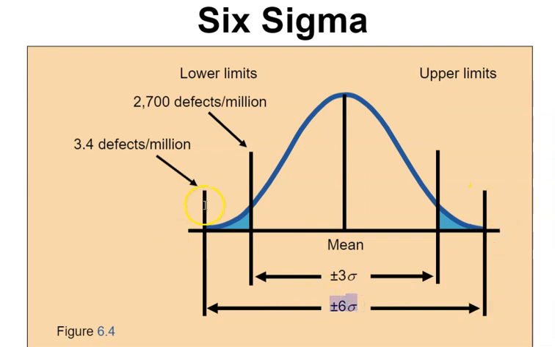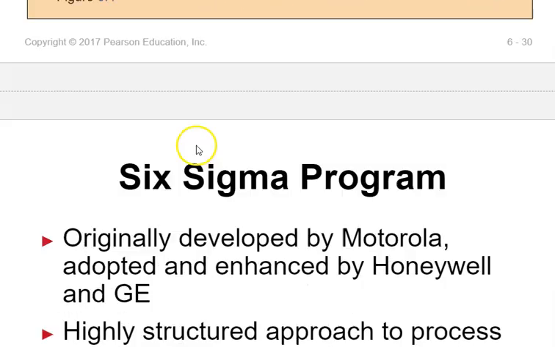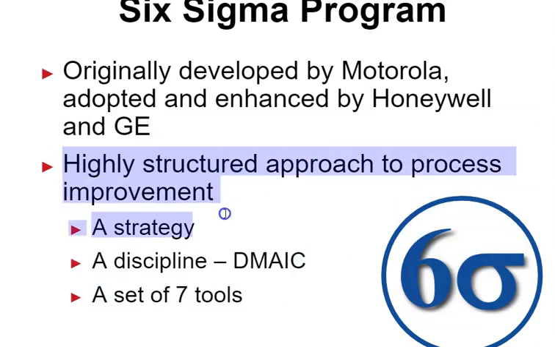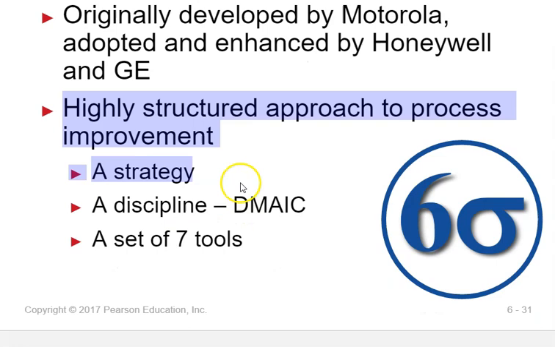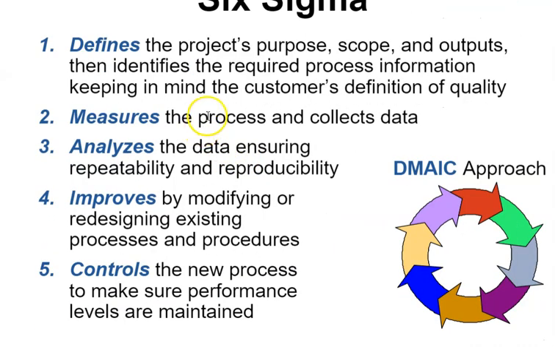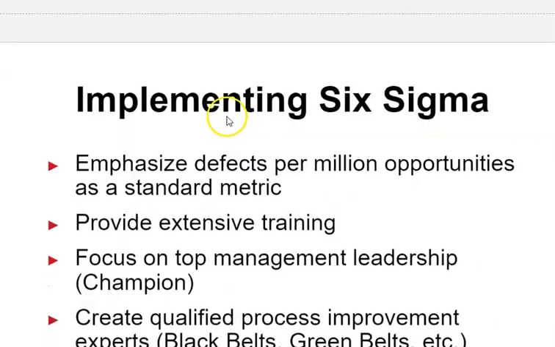Decision is made based on 3.4 defects per million. So we're making decisions the way that we have less errors involved. Originally developed by Motorola and used by Honeywell and General Electric, a highly structured approach to process improvement. And it's more like a strategy of decision making. Okay, so read the book on that topic.